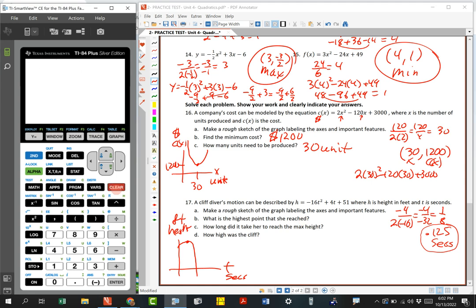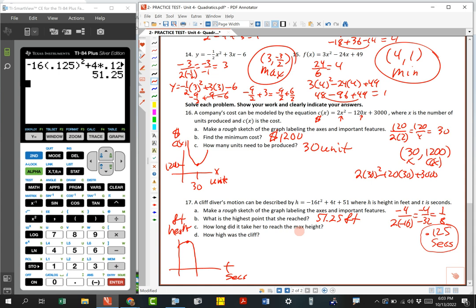So what I'm going to do is grab a calculator and we're going to plug that in. So I'm going to do -16, and then I'm going to do 0.125 because that's 1/8, and I'm going to square that. And then I'm going to add 4 times 0.125, and then I'm going to add 51. And I get 51.25. So that means the highest point that it reaches is going to be 51.25, and that would be in feet. So we're talking about how high it is.